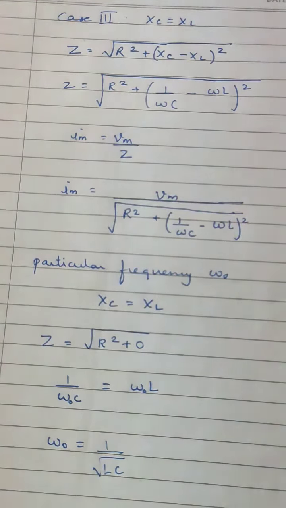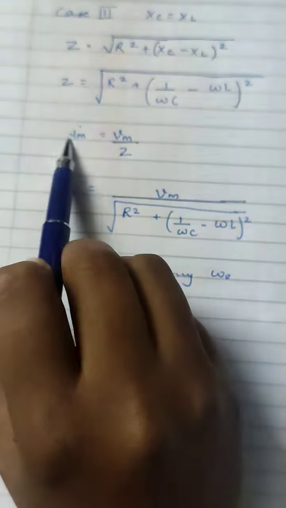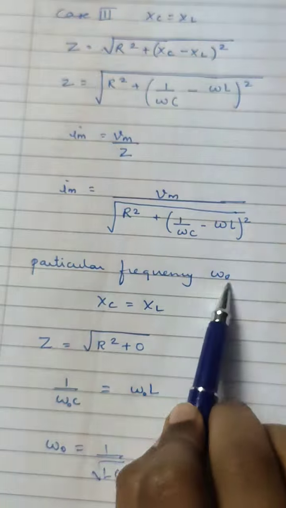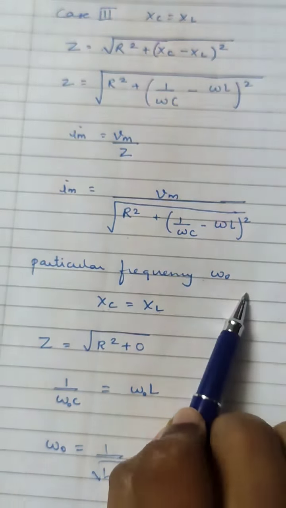This angular frequency, omega naught, is called the resonant frequency, and this condition is known as the resonant condition. At the resonant frequency, omega naught, the current amplitude is maximum.